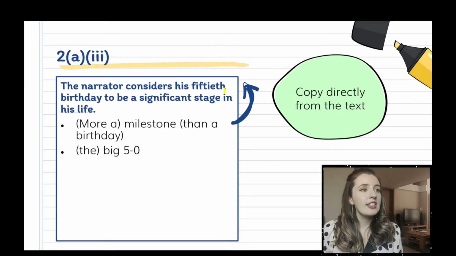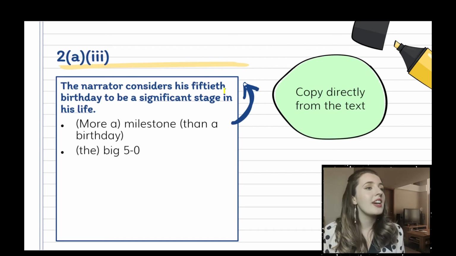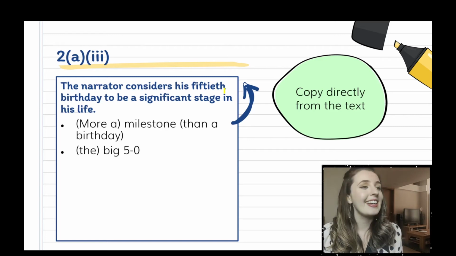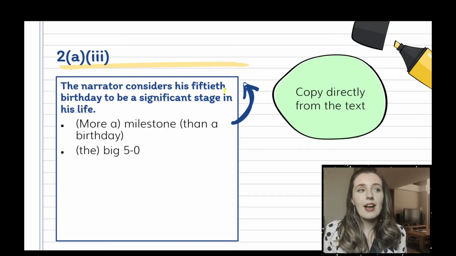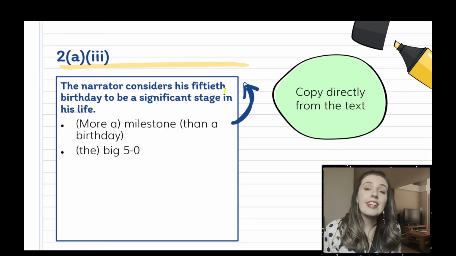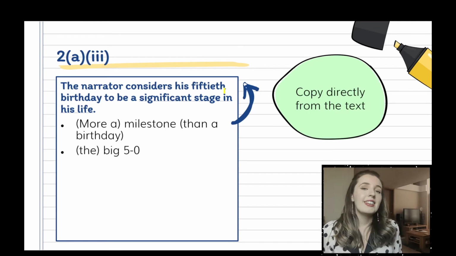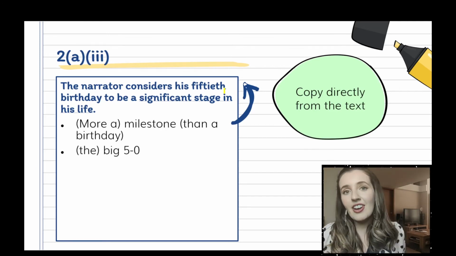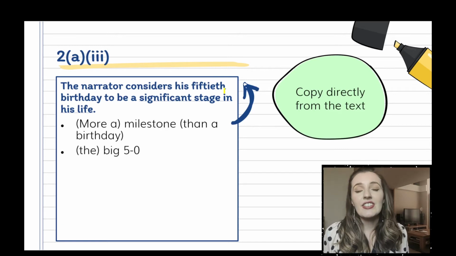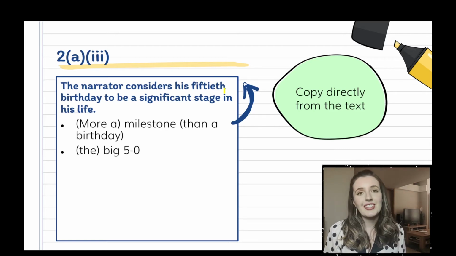And part 3. So you needed to find a word or phrase that meant a significant stage in his life. And there are 2 possible answers that you could have had here. So you can have milestone or big 5-0. We say that sometimes to refer to someone's age to show that it is a big and important birthday. Like you can say, oh, you turn in the big 3-0, you turn in the big 7-0. So that definitely suggests that it's significant, right? So those are the 2 things that you could have had.